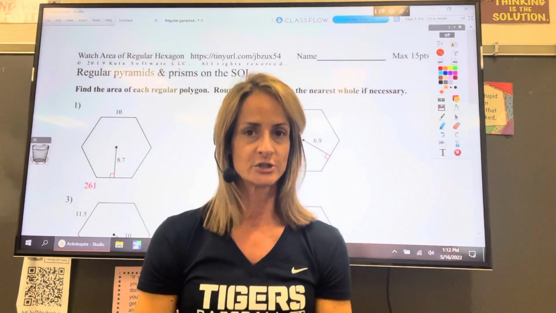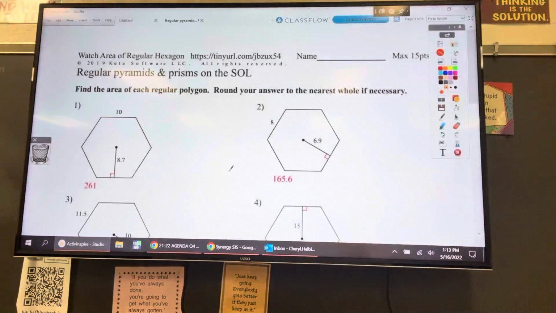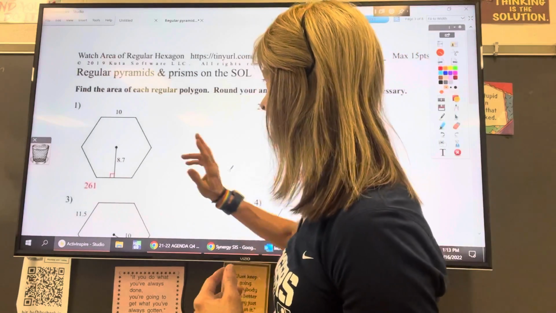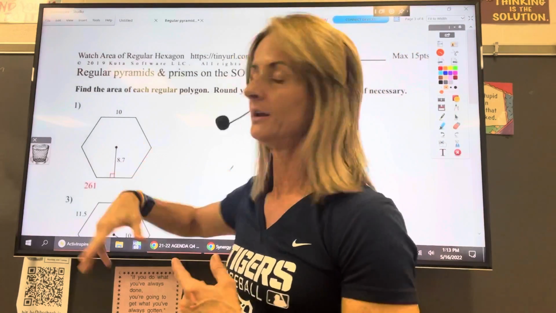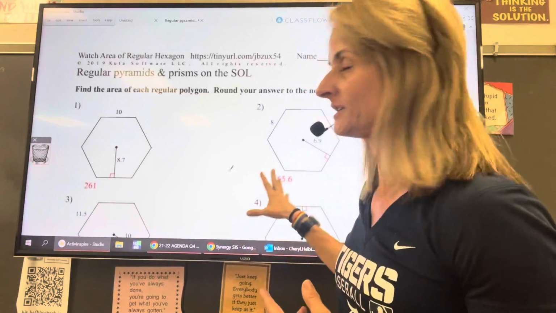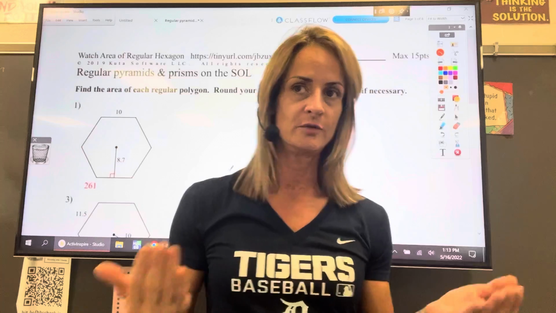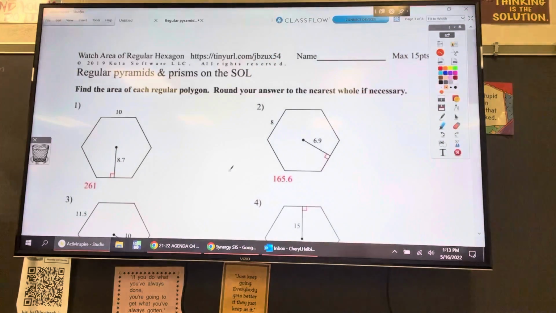So let's go ahead and start with this first worksheet. I will go ahead and attach. So we're going to start with finding the area of a regular polygon. Now, all the problems on this worksheet are hexagons, but the formula is for the area of any regular polygon. This problem, number one, is a hexagon.